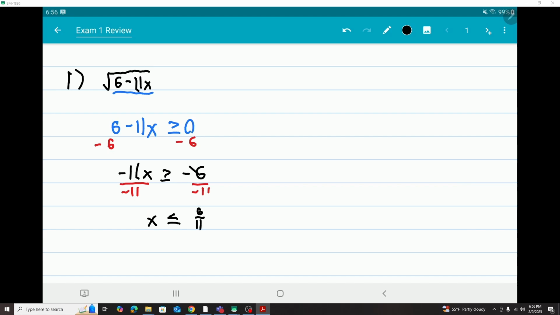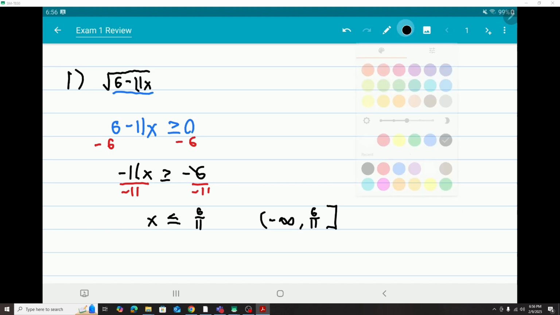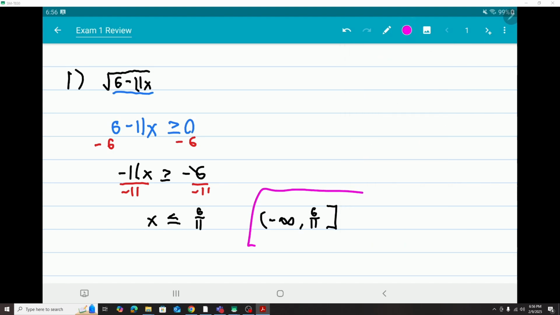And so here we were asked to find the domain. So we should give that in interval notation. Our answer should be, because this is less than, x needs to be small. We start at minus infinity. We go up to 6 over 11. That's our problem spot. And then because we can be equal to that, we put in a bracket. And so that is our answer.